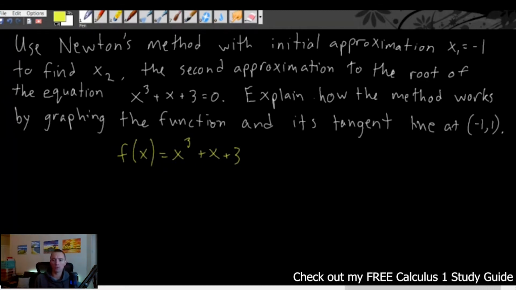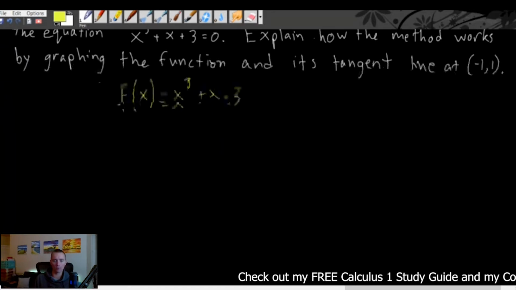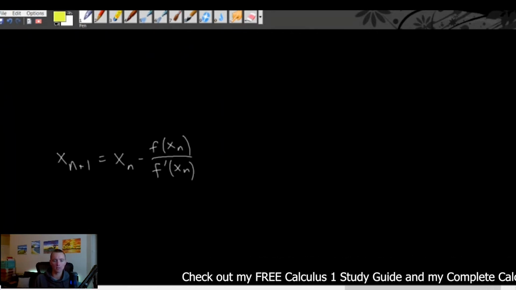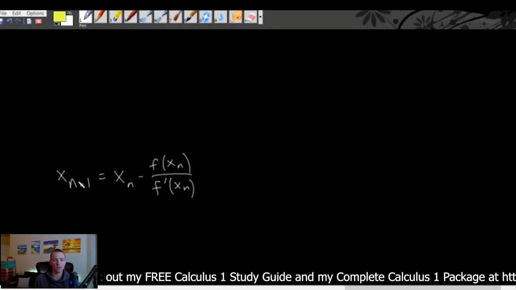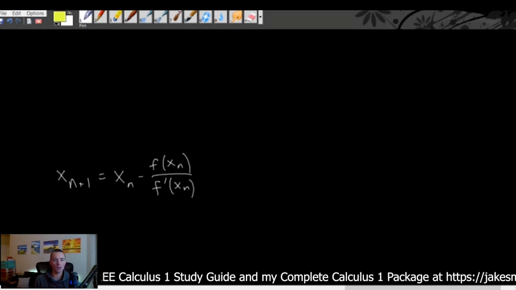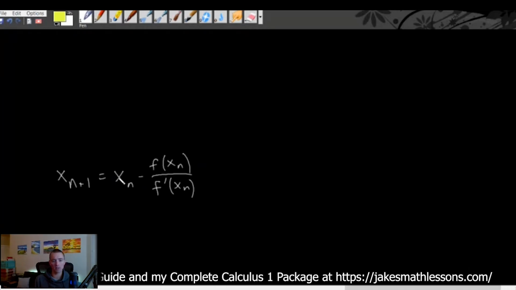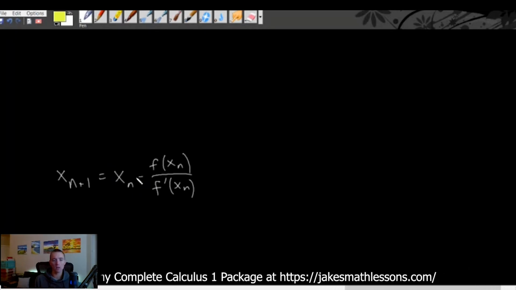To do that, there's a Newton's method formula that we're going to use. To find the n+1 estimate of the root, we take our previous estimate, the x sub n estimate, minus whatever we get from plugging that estimate into our function, over whatever we get from plugging that estimate into the derivative of our function. That's what we're going to be doing here.